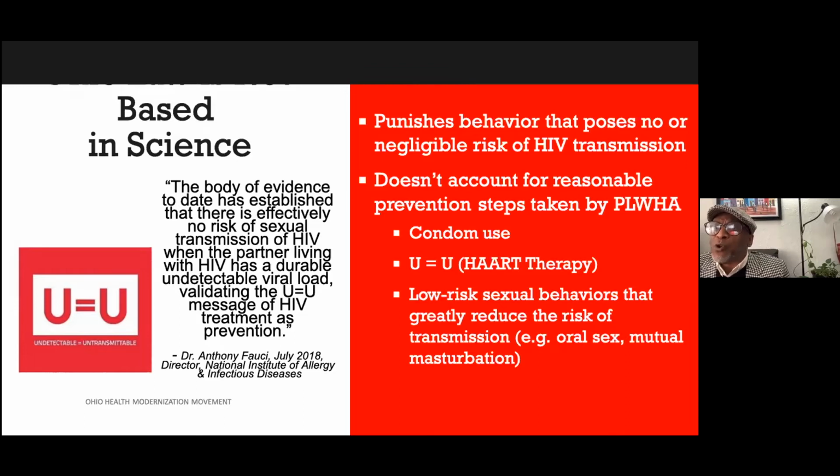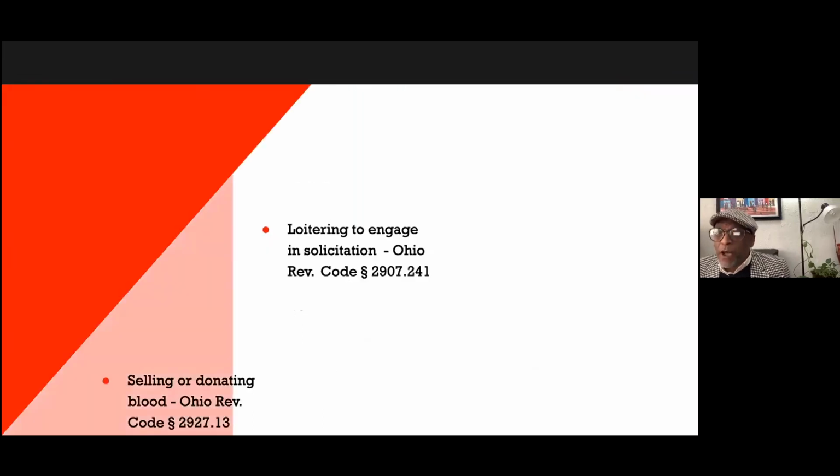These laws punish behavior that poses no risk or negligible risk of HIV transmission. These laws are based on old information. They're based on fear. Originally, it was thought to protect the public, but there are no studies or information or data to substantiate that. And also, these laws don't account for reasonable prevention steps taken by people living with HIV, such as the use of a condom. And we already talked about U equals U, a person being on therapy, treatment.